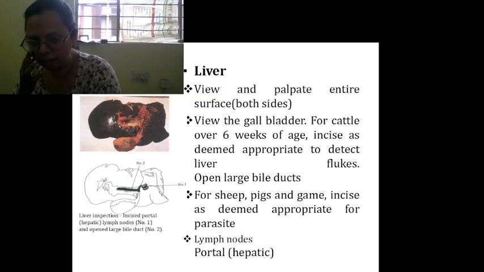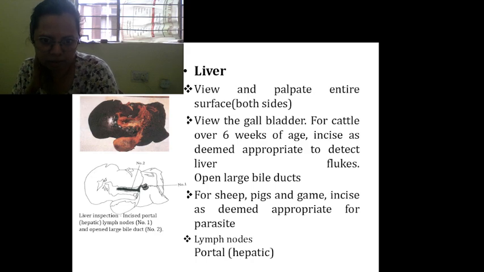And liver: view and palpate the entire surface, including the gallbladder, to detect flukes and parasites. For pigs, sheep and game animals, it is appropriate for parasites. The lymph nodes can tell us whether there is parasitic infection or not. So in the liver, which lymph nodes are there? Portal and hepatic.